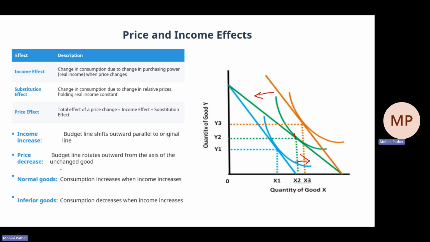If there is a price decrease, the budget line rotates outward from the axis of the unchanged good. So if there's a price decrease, which has happened here from the blue line to the green line, we see that there is an outward shift, because we are now able to afford more of good X.